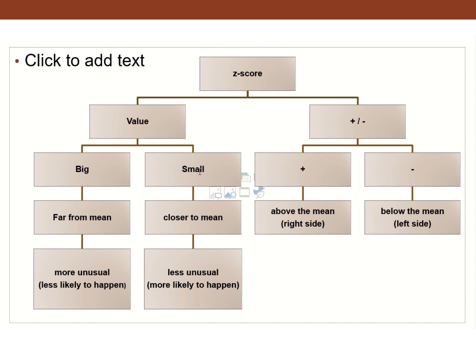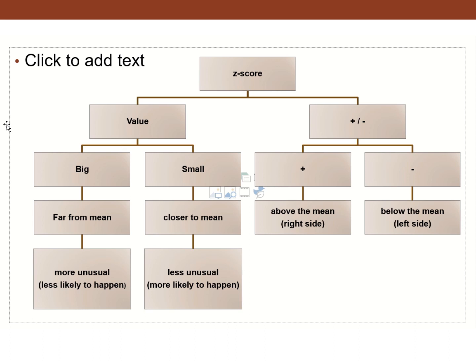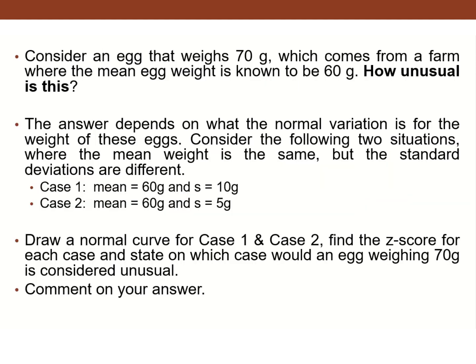You can ignore the negative sign when we talk about big and small. You always look at the scale. The closer it gets, the better it is. So this is what it means. When the Z-score is small, it is closer and more likely to happen. If it's big, it's far. If it's positive, above; negative, below. I've already explained that. So let's look at example 2.